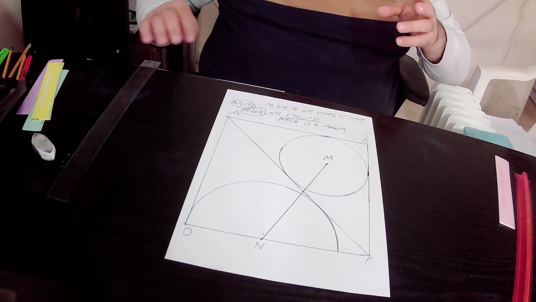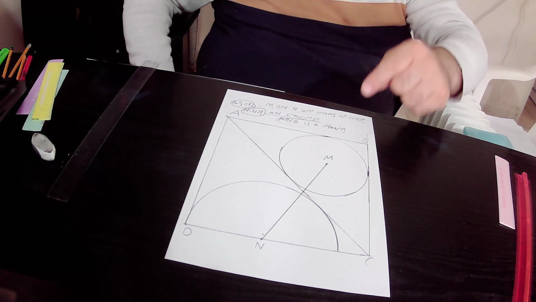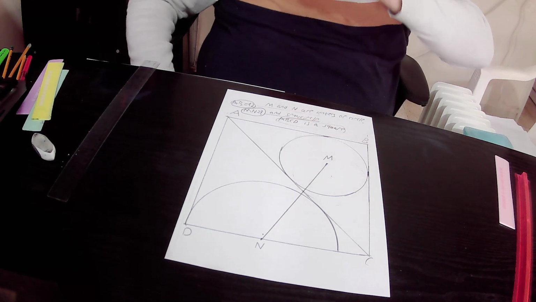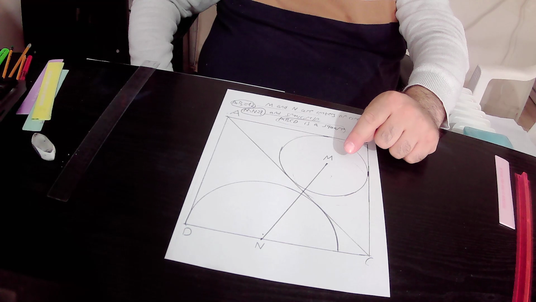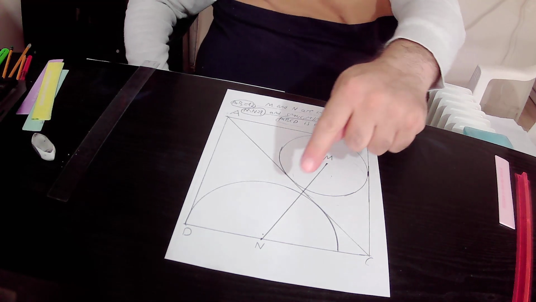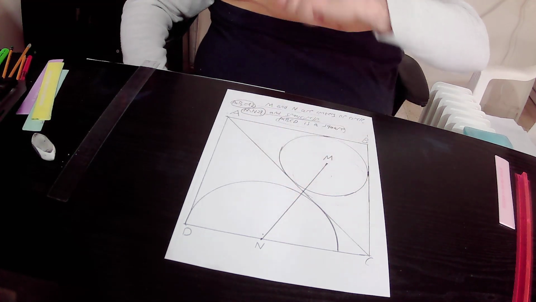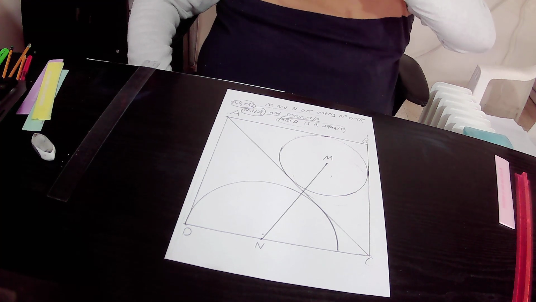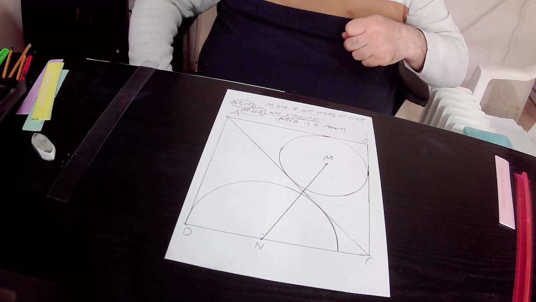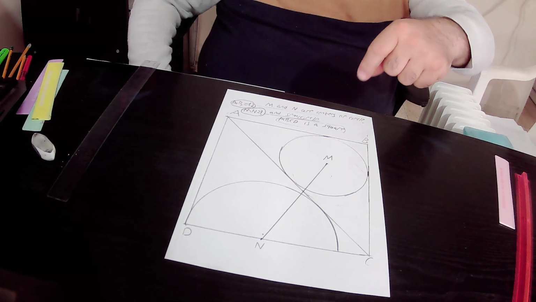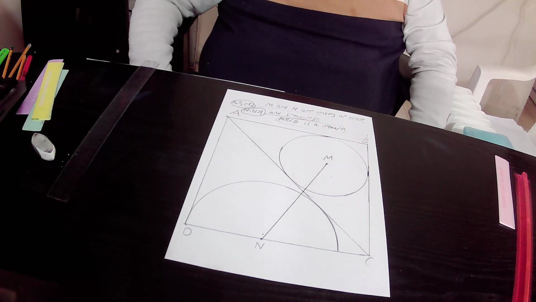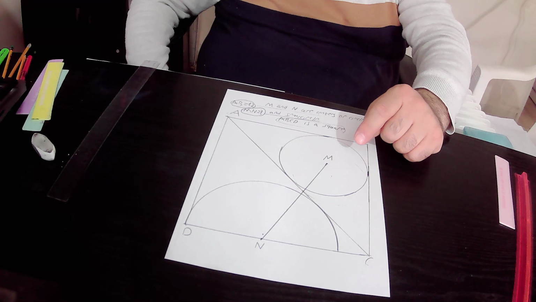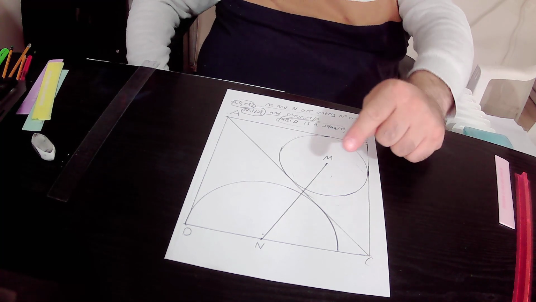And inside the square we have a circle and a semicircle. The center of this circle is at point M. The center of the semicircle is at point N. And we actually want to find out the value of line segment MN, that is the distance between the center of the circle and the center of the semicircle.